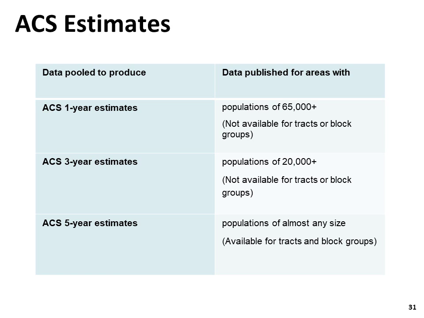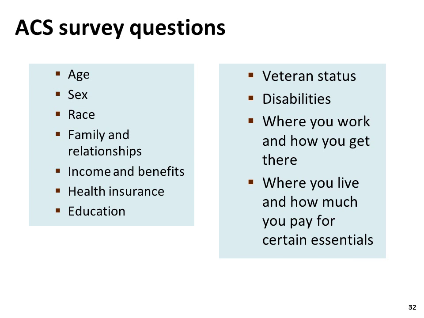With a 5-year estimate, that means they've collected more data, and they're more confident in what you're looking at. So what are the survey questions? Age, sex, race, family and relationships, income and benefits, health insurance and education, veteran status, disabilities, where you work and how you get there, where you live, and how much you pay for certain essential costs.